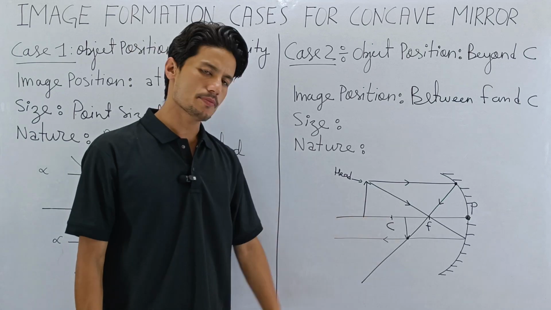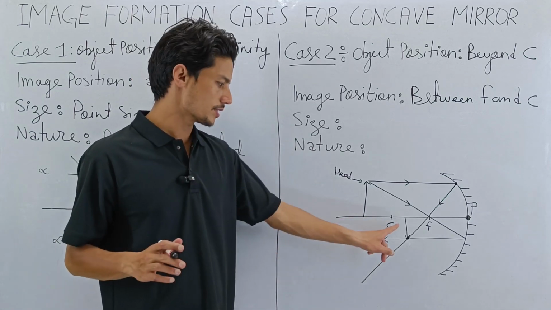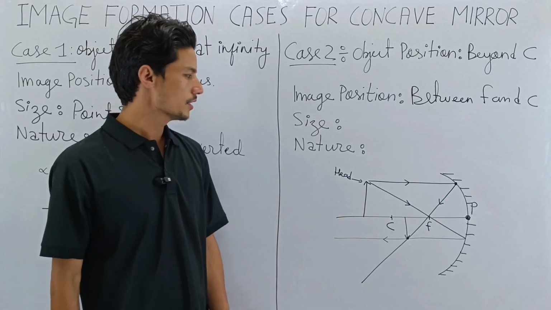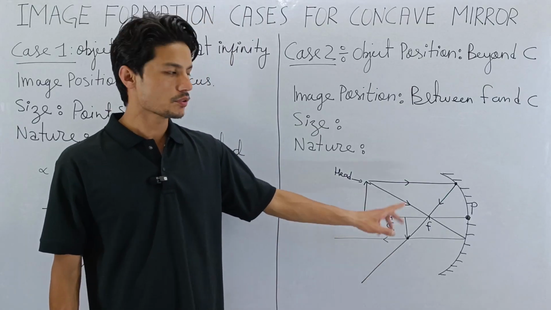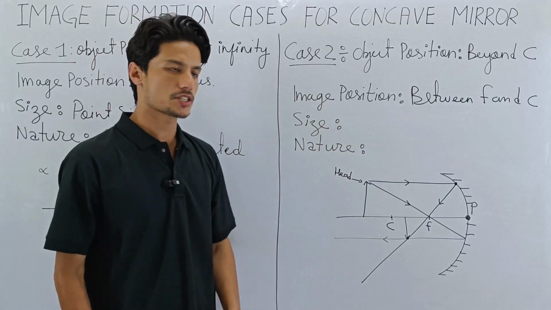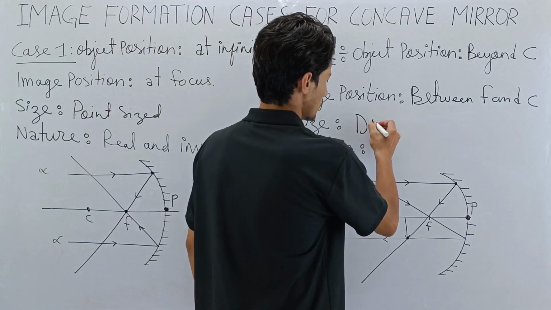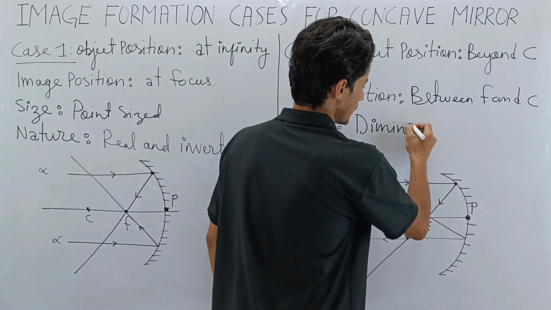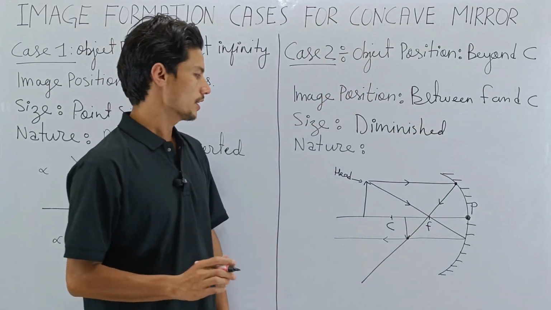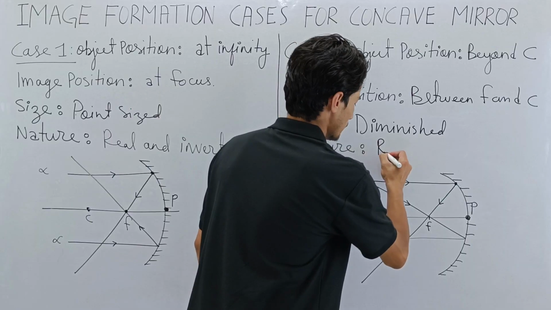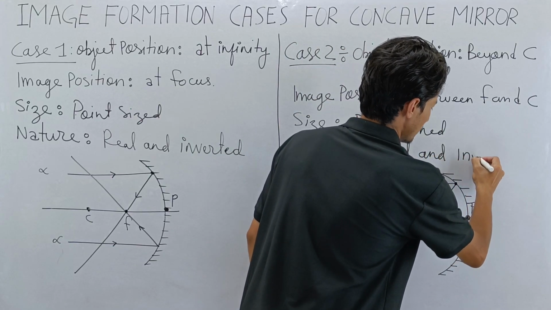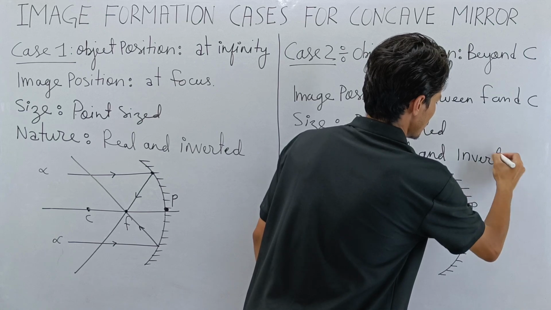Can we say that they are of the same size? Absolutely no. They are not of the same size. The image is smaller than the object. So what do we write here? We don't write smaller. As per your textbook, the right word is diminished. So write diminished. Diminished means smaller than the object. And nature will be real and inverted.